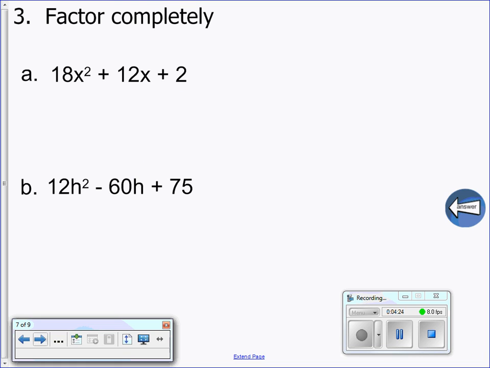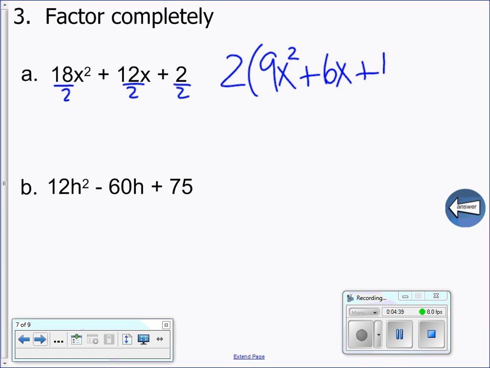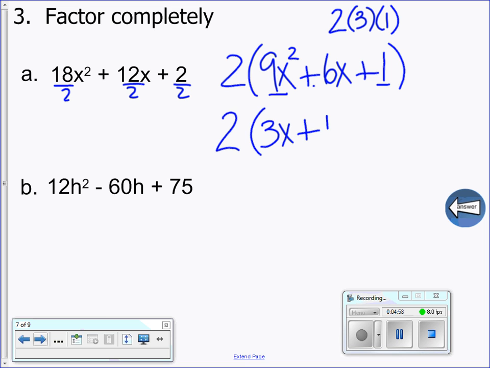All right, factor completely. First thing we notice is that we have a GCF of 2. All these are divisible by 2, so we'll factor that out first, and that gets us 9x squared plus 6x plus 1. Is this a perfect square trinomial? Yes, perfect square. Yes, perfect square. 2 times the square root of 9, which is 3, times the square root of 1, which is 1. So yes, it's a perfect square trinomial. Don't lose the 2. 3x plus 1, squared.